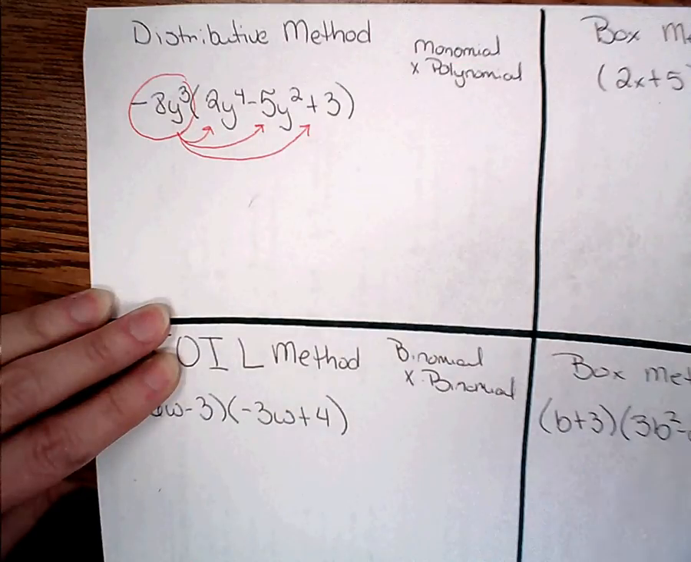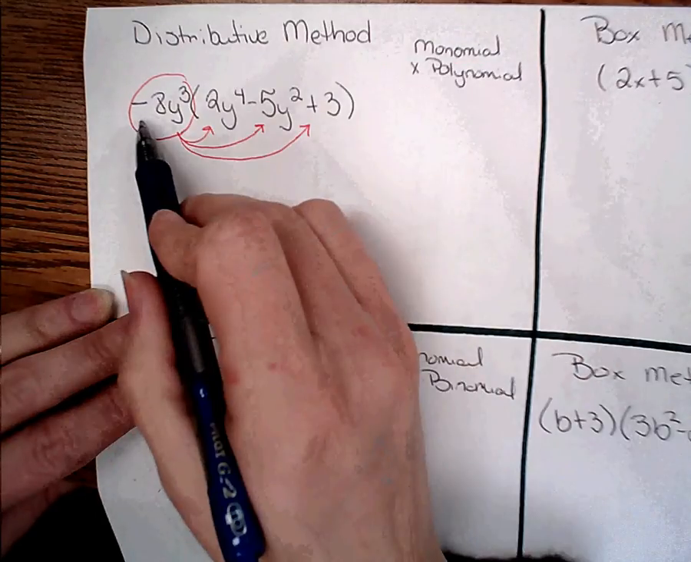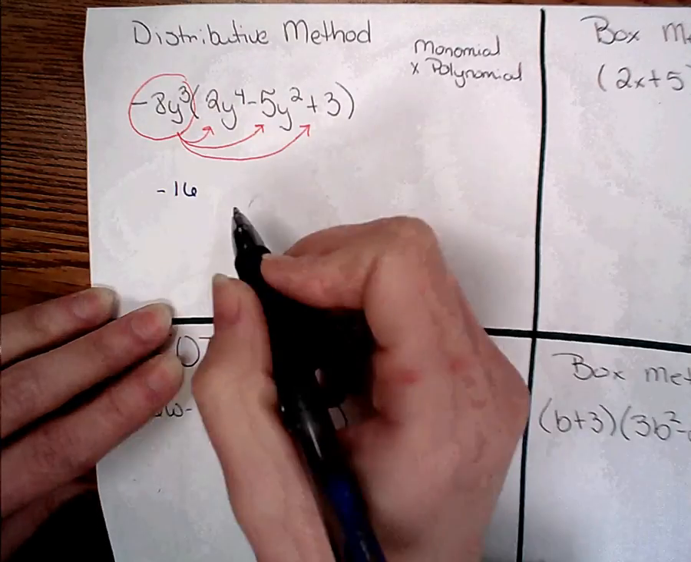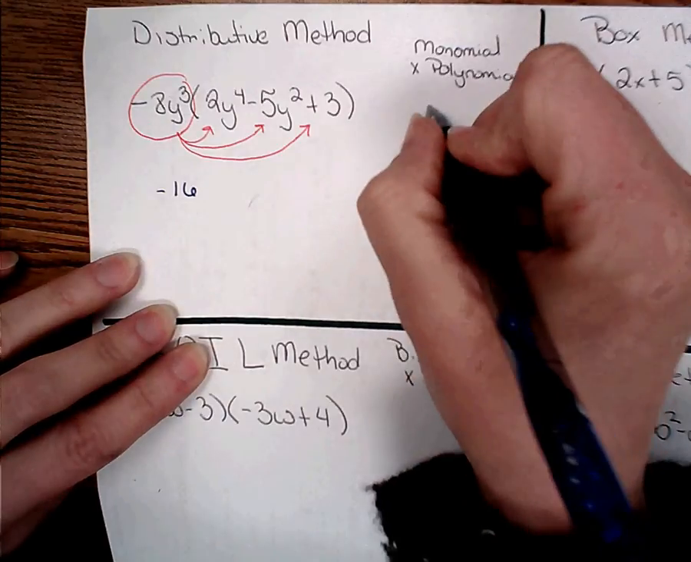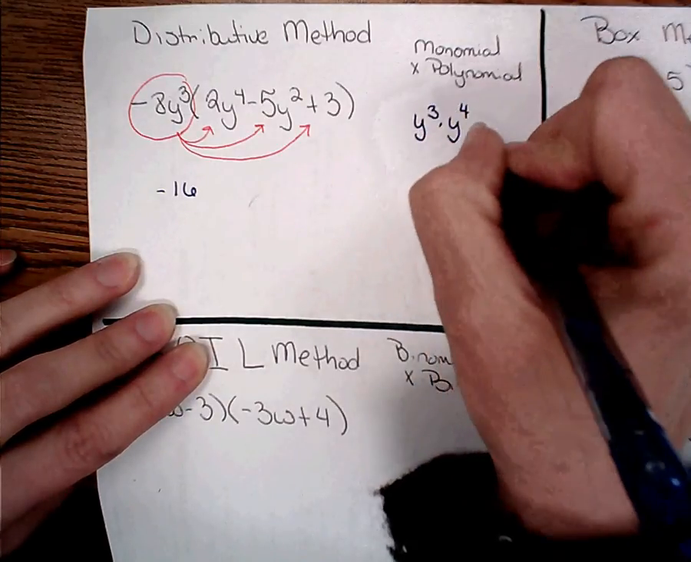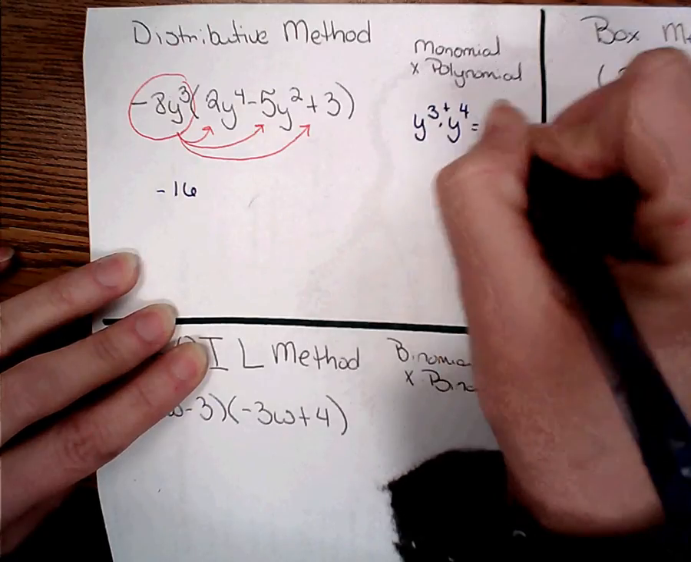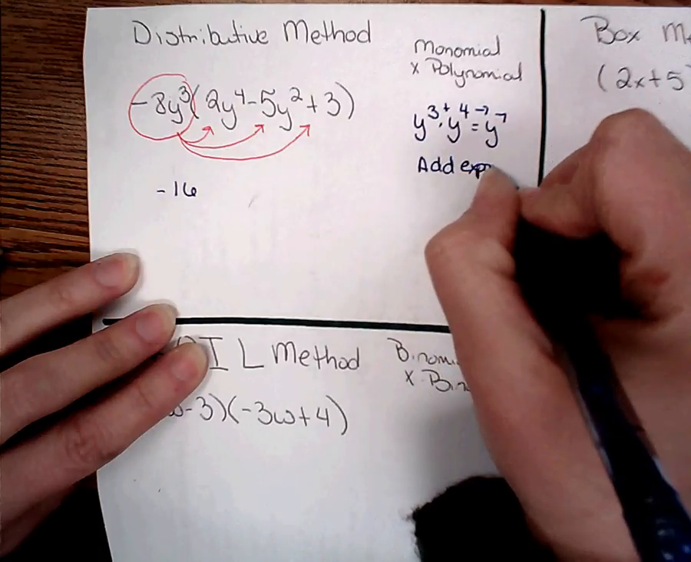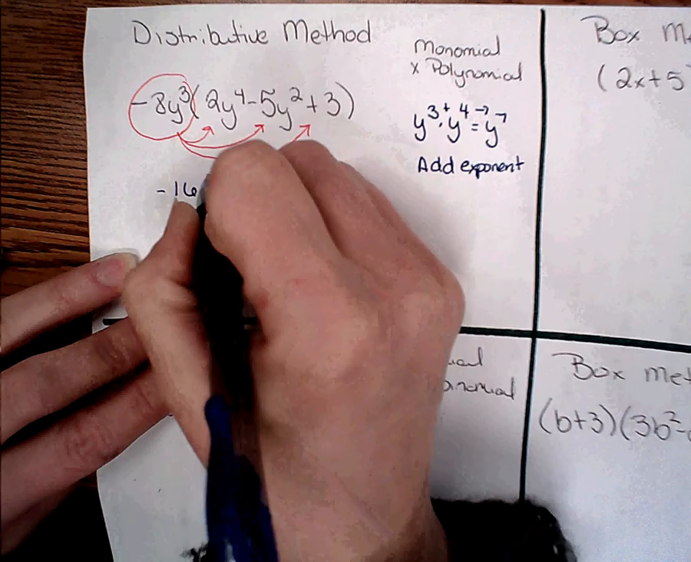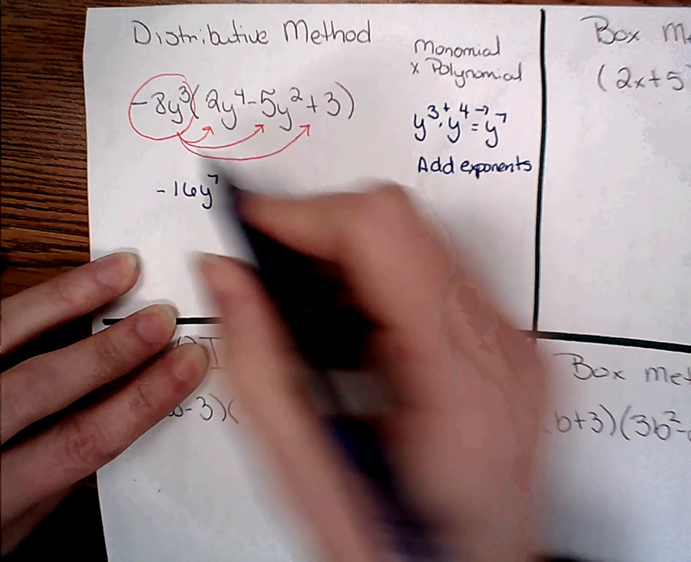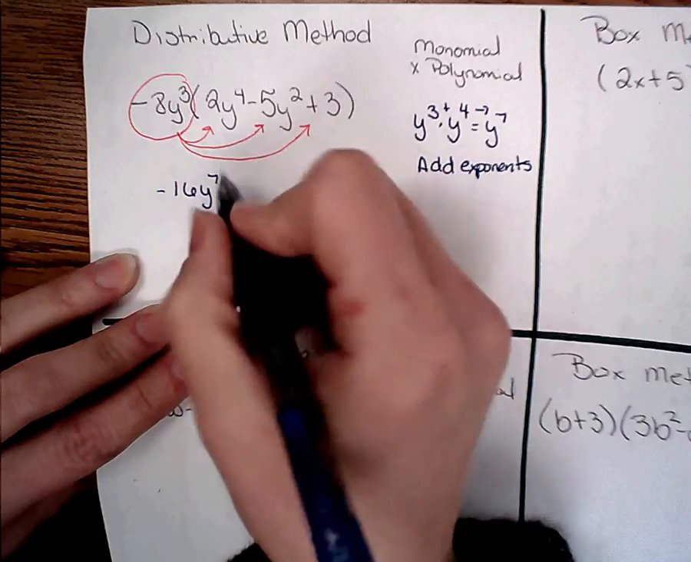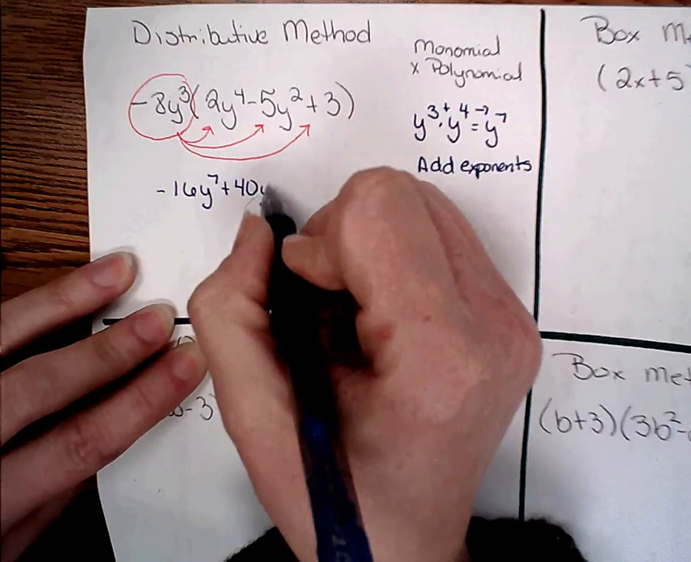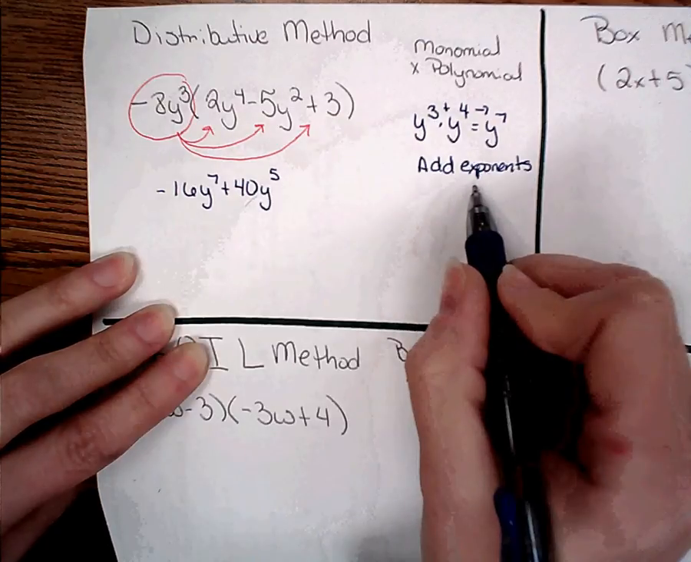By doing that, I look at the fact that negative 8 times 2 gives me an answer of negative 16. When you have y to the third times y to the fourth, you get y to the seventh because you add your exponents. So this is going to give me y to the seventh. Now, when you have negative 8 times negative 5, you get positive 40. Y to the third times y to the second gives you y to the fifth because you add your exponents.